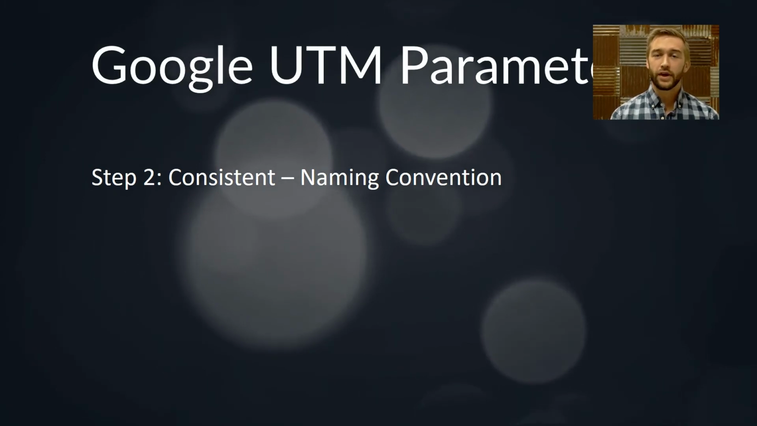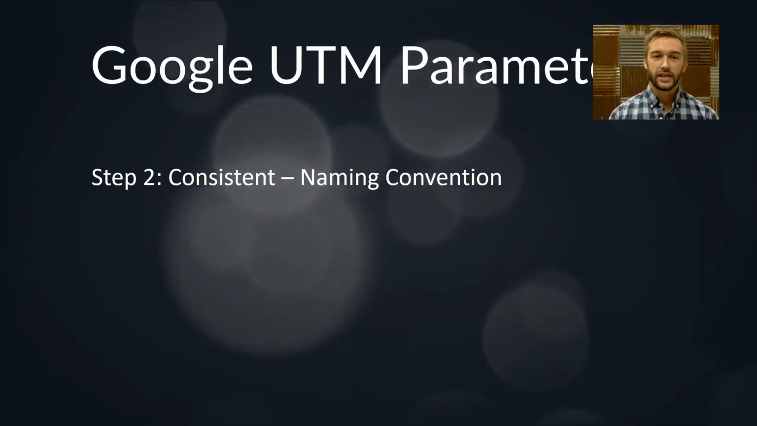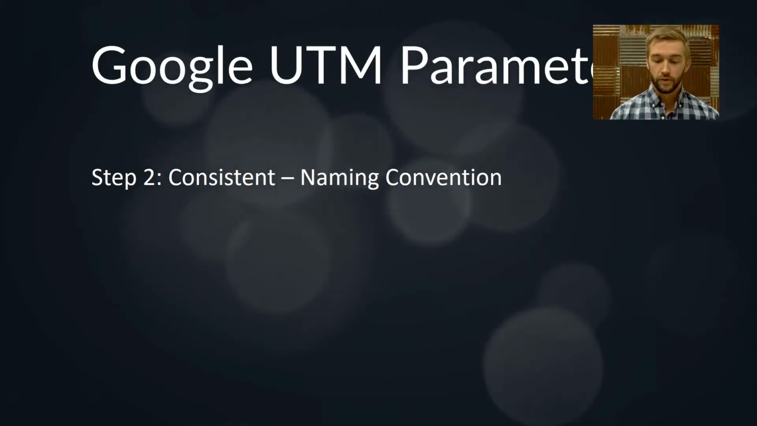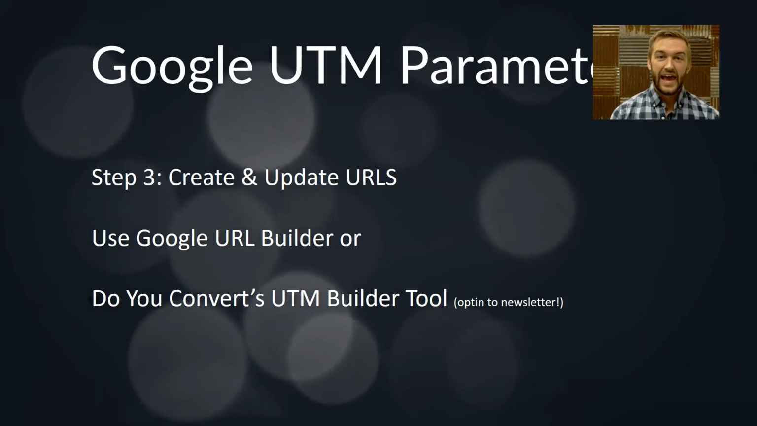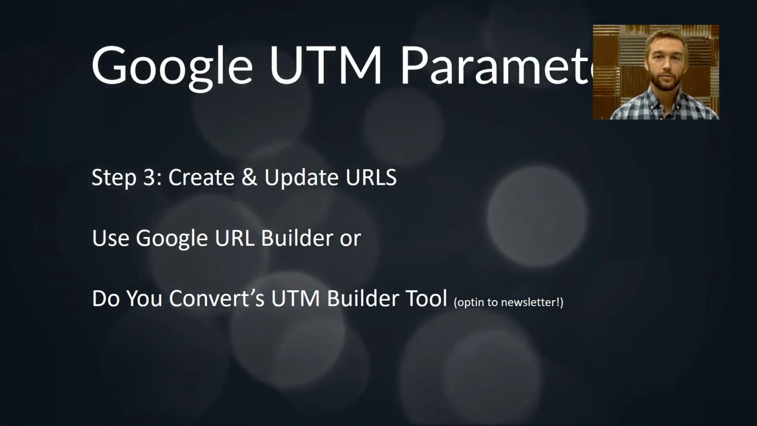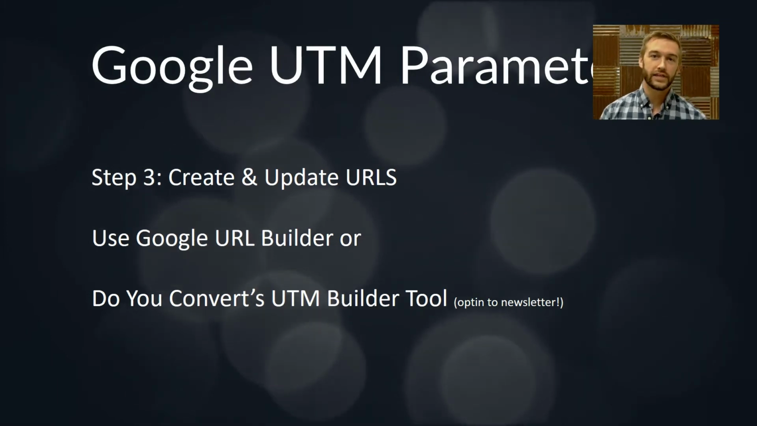So you really need to have a very consistent naming convention to be able to keep yourself organized and save you tons of time when you are reviewing results or building reports. And then your last and final step is to actually go ahead and create those URLs and update the URLs on all of your advertising platforms.